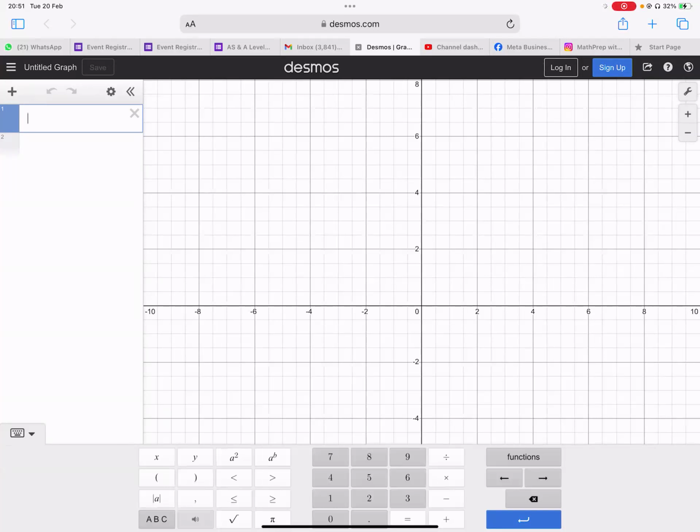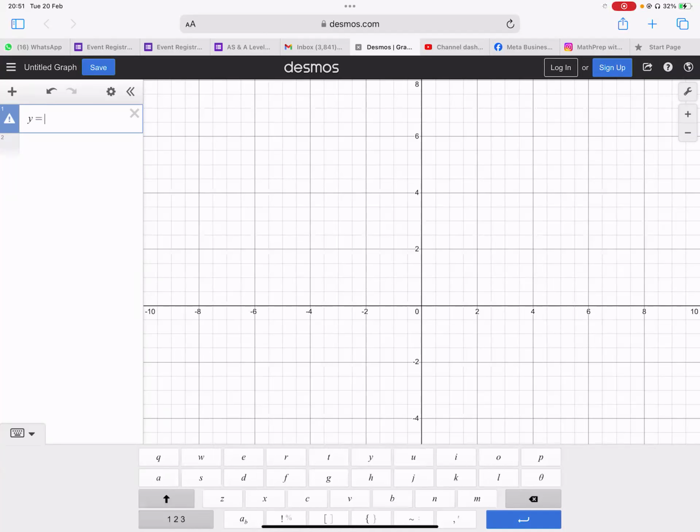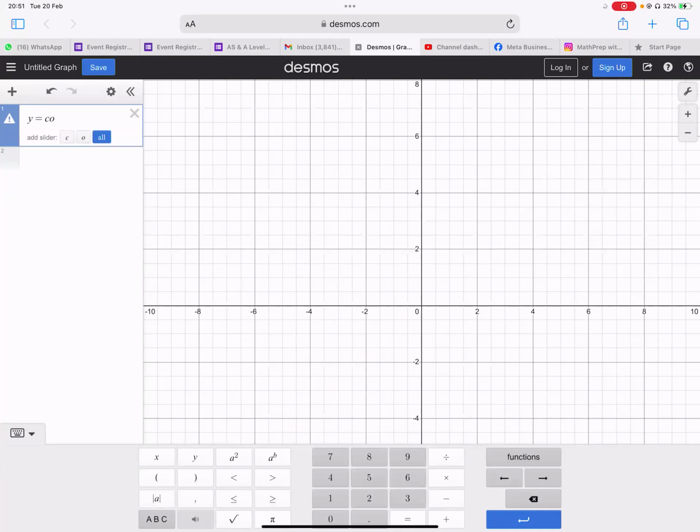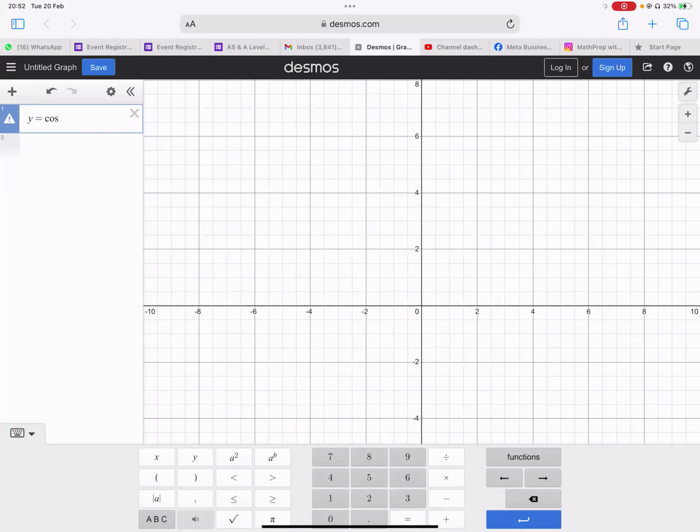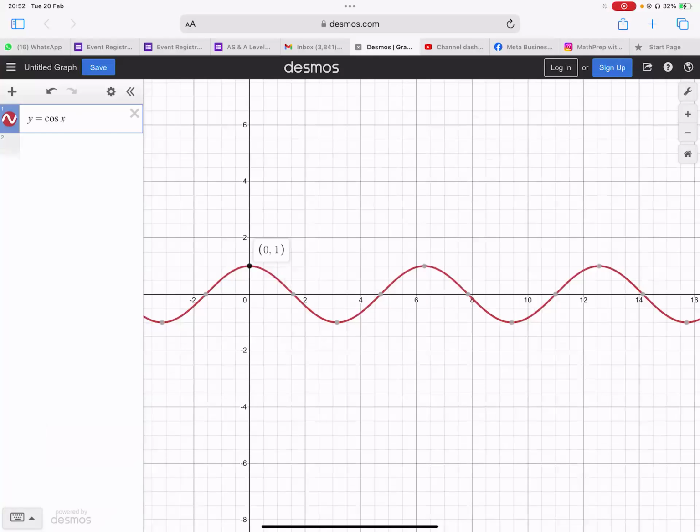So let's say we've got y equals, let's do cos function now. Cos of x. What does the cos graph look like? Y equals cos of x. And the graph looks like this. Y equals cos x, right? It starts from 1, then it goes to -1, then it goes back to 1 like this. Now the scale is a bit weird.